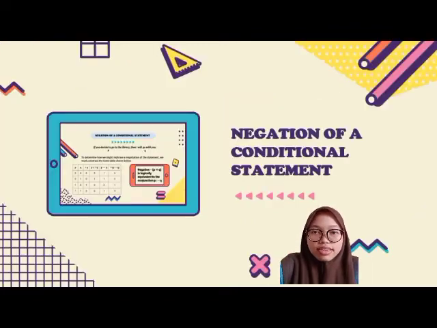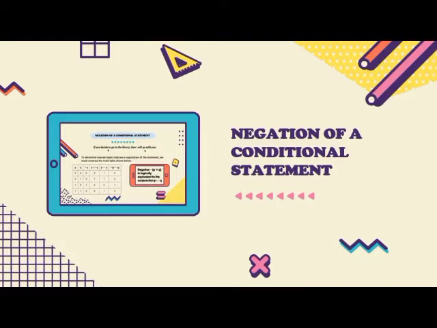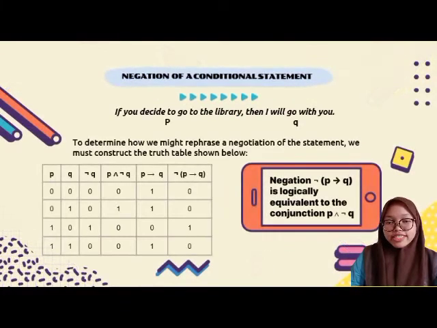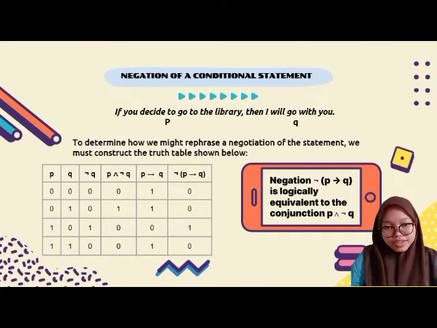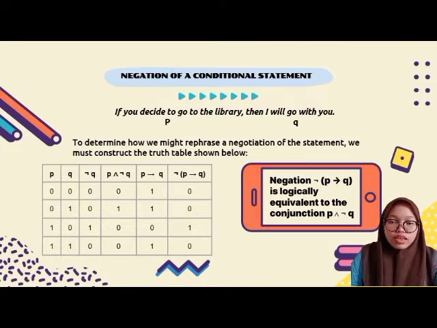Next, content. We will go through the negation of a conditional statement first. What is negation? Basically, we call the negation "not", which means the truth value of the negation is always the opposite of the truth value of its original. Now let's consider the following statement: if we decide to go to the library, then I will go with you. First, we have to determine which one is P and which one is Q, where P is the hypothesis and Q is the conclusion.